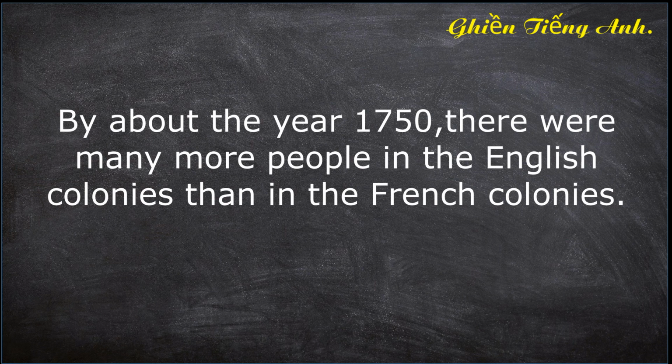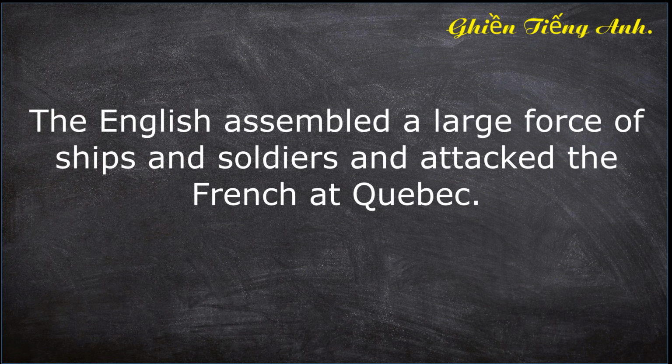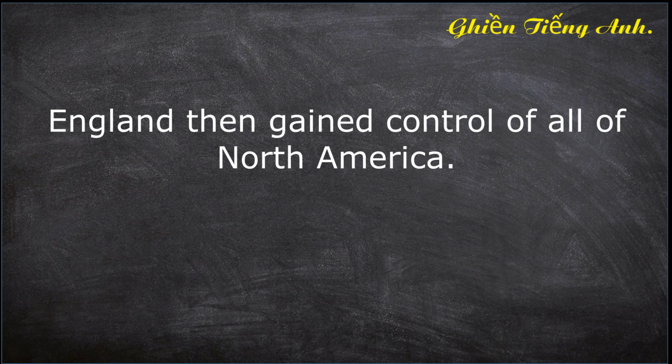By about the year 1750, there were many more people in the English colonies than in the French colonies. When the next war began, the English king was determined to defeat the French and gain complete control of North America. The English assembled a large force of ships and soldiers and attacked the French at Quebec. The French fought bravely, but they were too few in numbers, and the English won the war. England then gained control of all of North America.